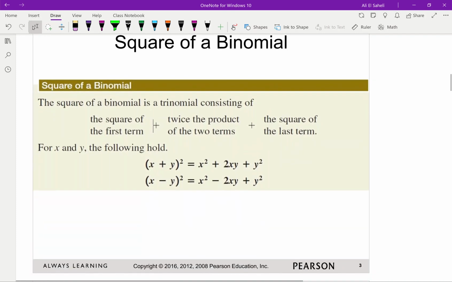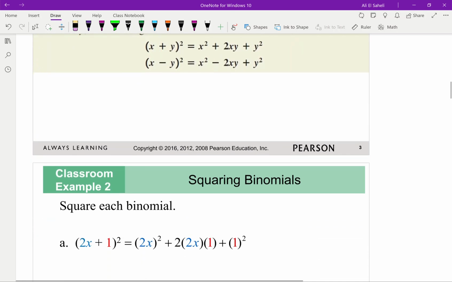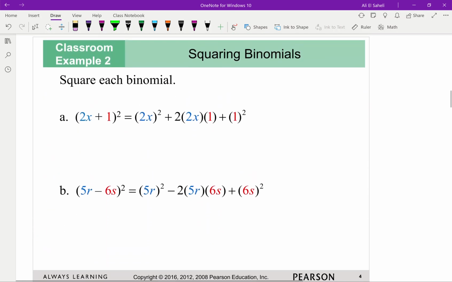Square of a binomial. This you should memorize. This you should also memorize. So this is again the same, x minus y times x minus y. If you expand it, you will get this result. So these are very important results. You should memorize them.